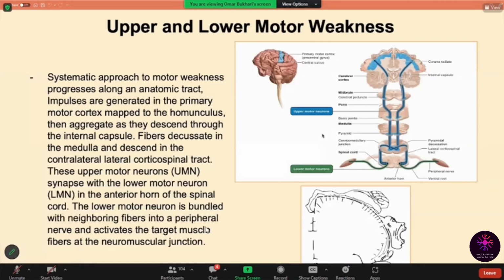So systematic approach to motor weakness progresses along an anatomical tract. Impulses are generated in the primary motor cortex map to the homunculus, then aggregate as they descend through the internal capsule. Fibers then decussate in the medulla and descend into the contralateral corticospinal tract. These upper motor neurons synapse with lower motor neurons in the anterior horn of the spinal cord. The lower motor neuron is bundled with neighboring fibers into a peripheral nerve and activates the target muscle fibers at the neuromuscular junction, as you can see in the attached photo in the slide.